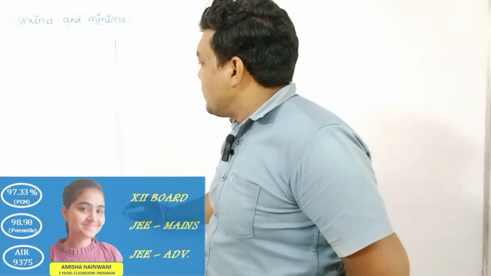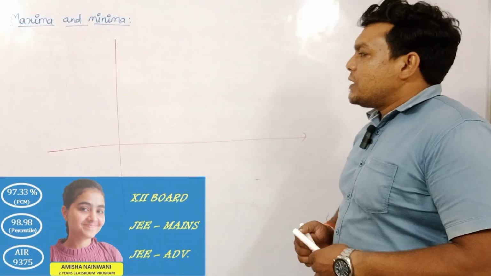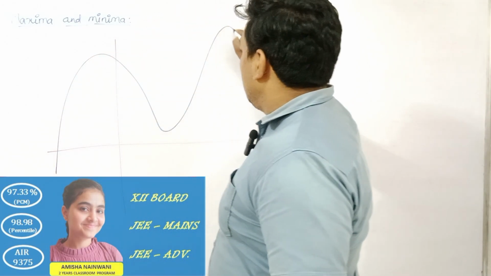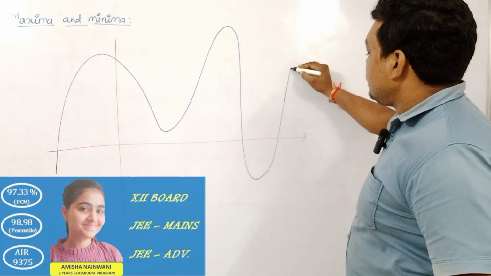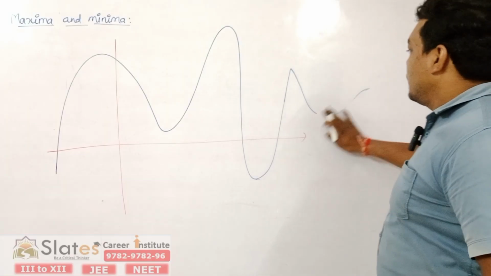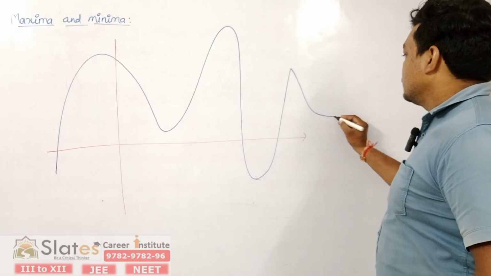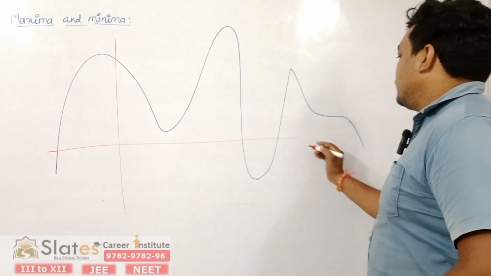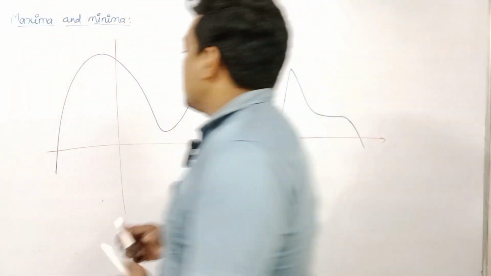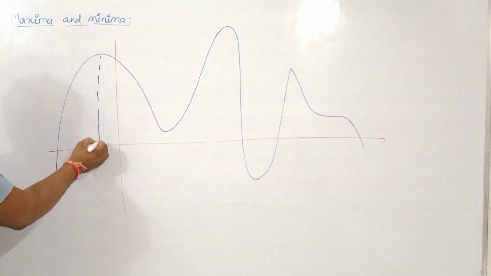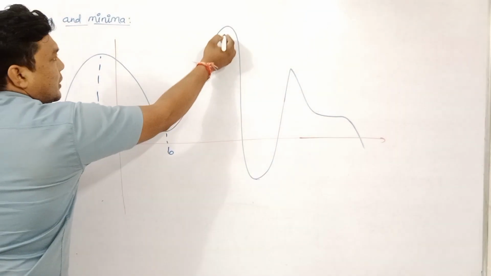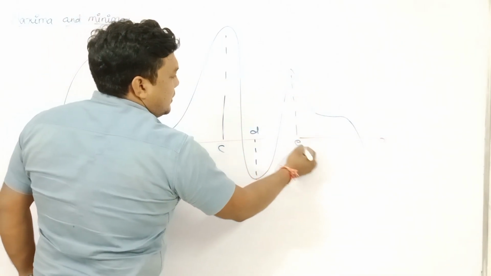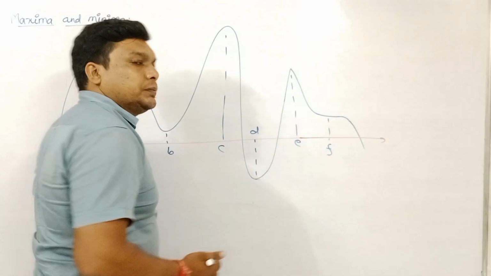To understand maxima and minima, what are we doing? We are taking a random curve. Suppose this is the curve. Suppose these are the points. Say this point is a, this point is b, this point corresponds to c, d, this point is e, and this point is f.